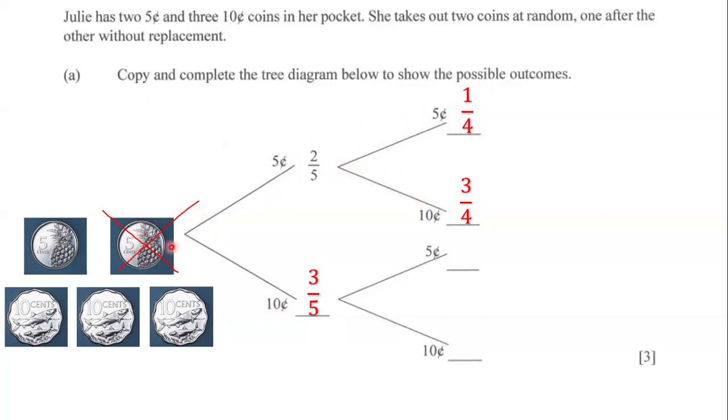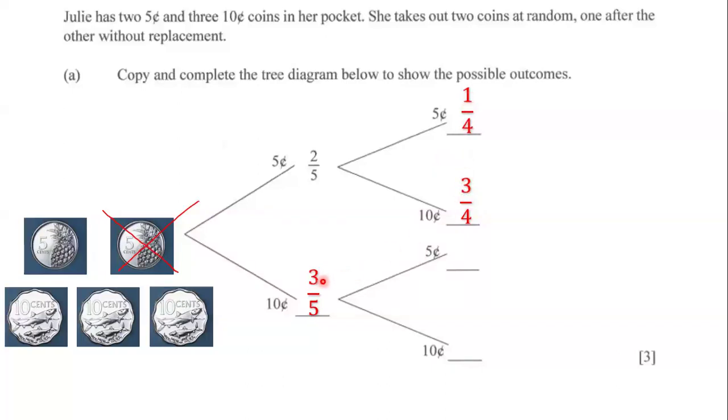Now remember, she already chose a 5-cent. So what is the total number of coins that are left? Well, it's only 4, because she already chose a 5-cent. So it's only 1, 2, 3, 4. What's the probability of her selecting a 10-cent after she already selected a 5-cent on the first try? Well, it's going to be 3 over 4, because there are 3 10-cents and there are 4 coins left altogether. And so that's how we get 1 over 4 and 3 over 4 here.